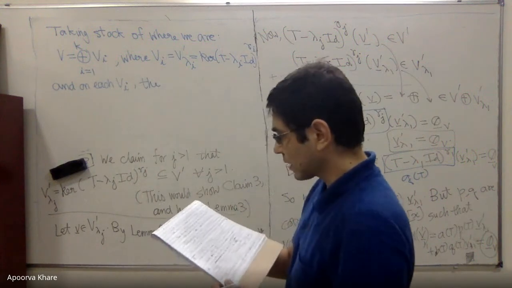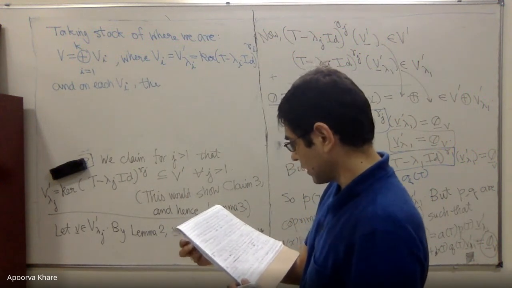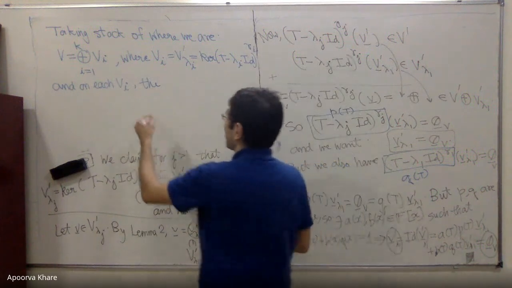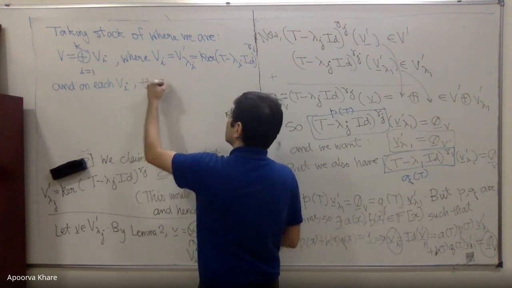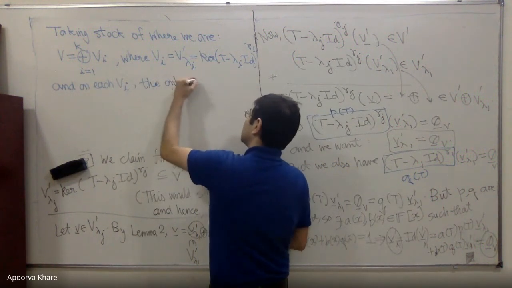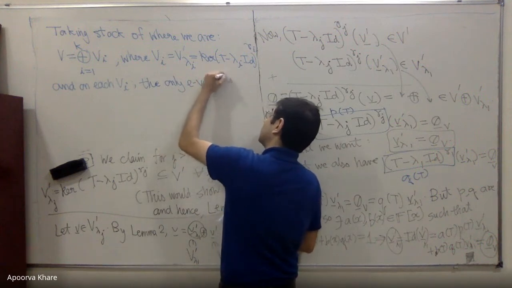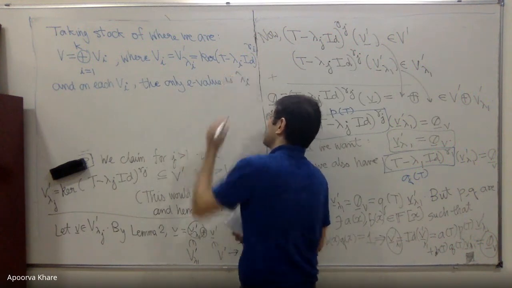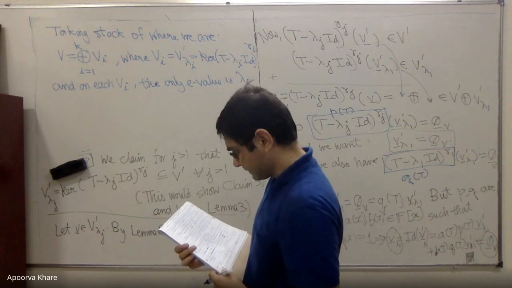Or you can try to prove it yourself. You can remember how you prove it, just again using the lambda I minus lambda_1 I. The only eigenvalue of T, of course, is lambda_i. Okay, great.